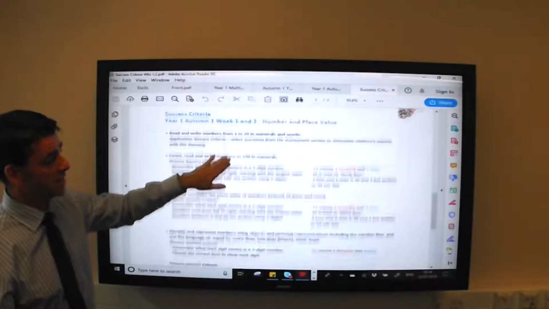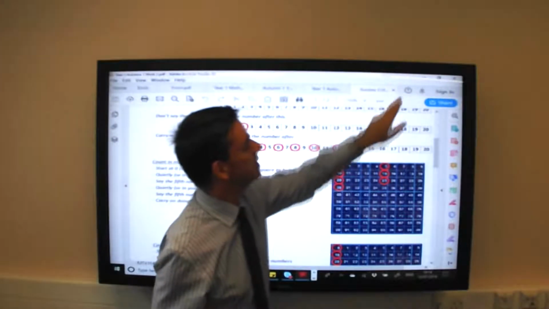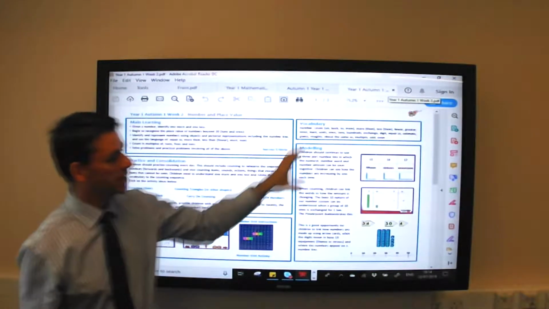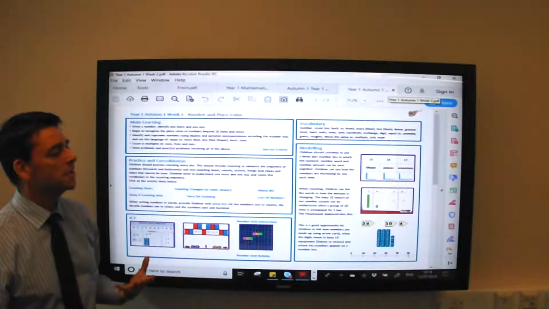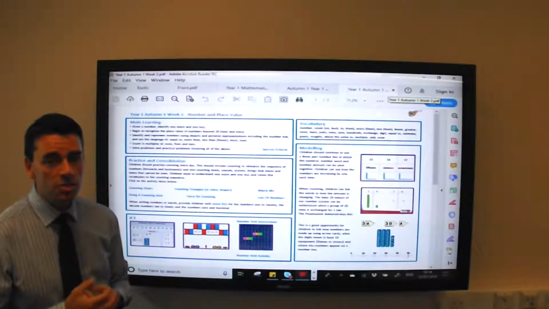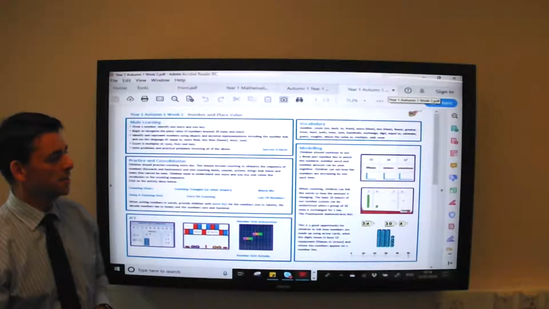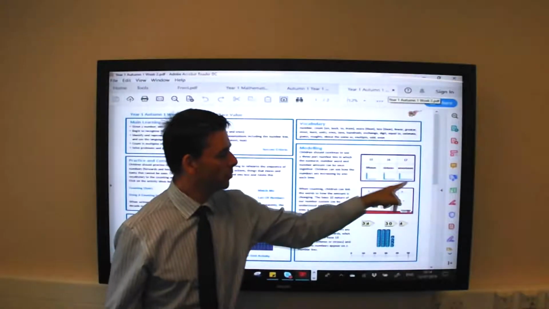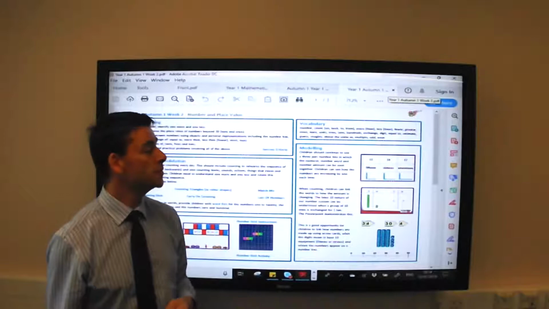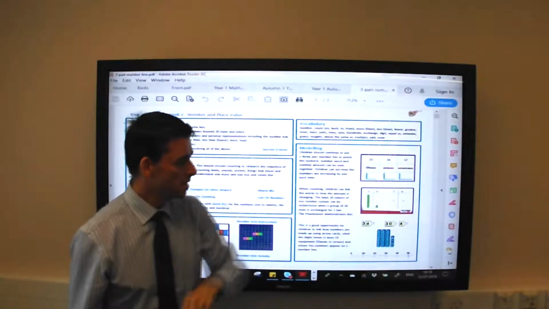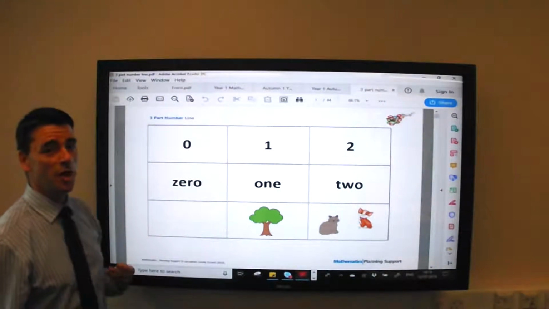So the success criteria complements another area of the planning disc, which is this modelling section here. So the modelling section talks about how to teach some of these key concepts within here. So anything within a purple border, any image within a purple border is linked to another resource. So it's hyperlinked. So we click on that and we've opened this resource, which is a 3-part number line.